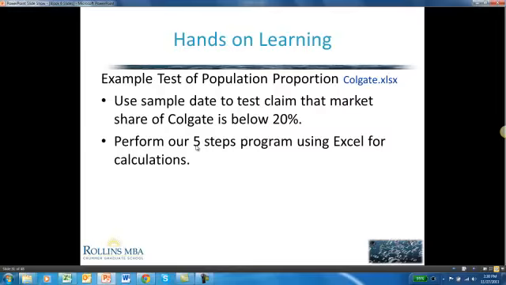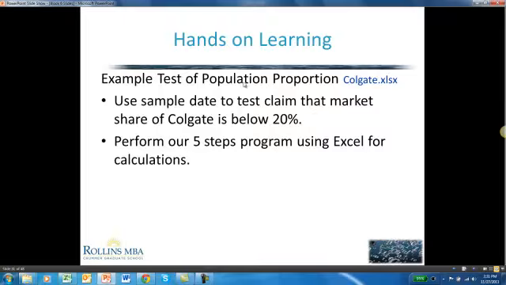So our alternate hypothesis statement here would be that the population proportion is less than 20%. That would reflect the claim that they want to test. And the null hypothesis statement would be that the population proportion is greater than or equal to 20%. Again, we'll use a standard 5% significance level.